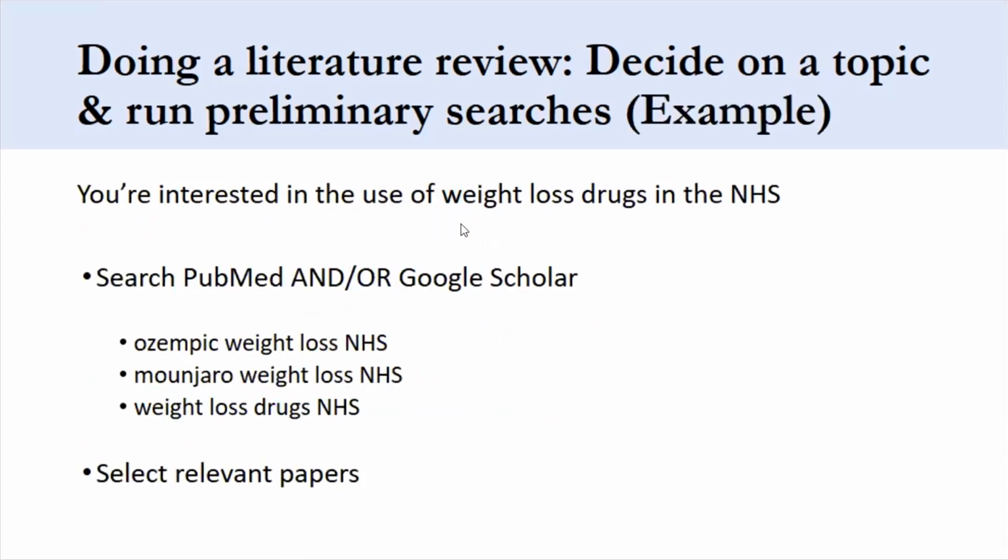So if we take this example on weight loss drugs, I would probably do lots of smaller searches. So the drug with weight loss, NHS related terms, weight loss drugs, NHS, just to see whether my change of quick keywords give me different results and to get me to think about where I actually want to focus my question. And as part of this, I'll be selecting relevant papers that come up and then adding to that group any that I already know exist.